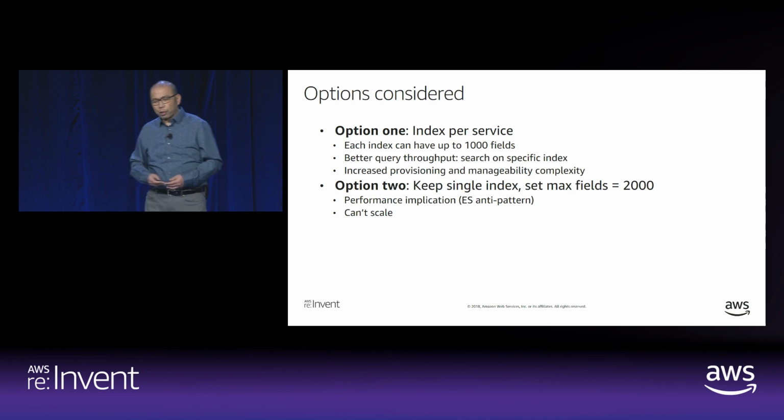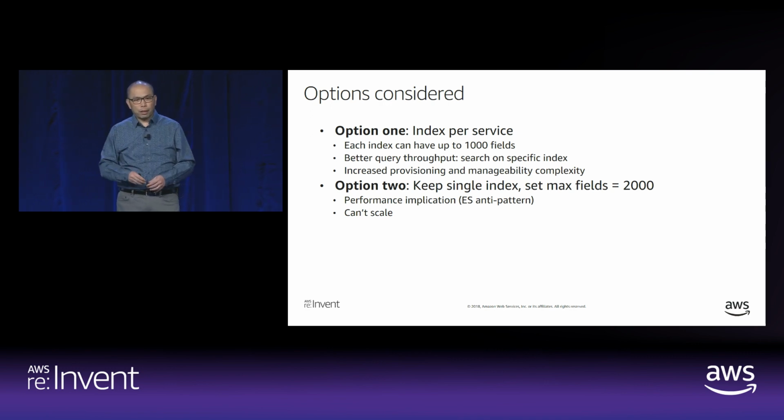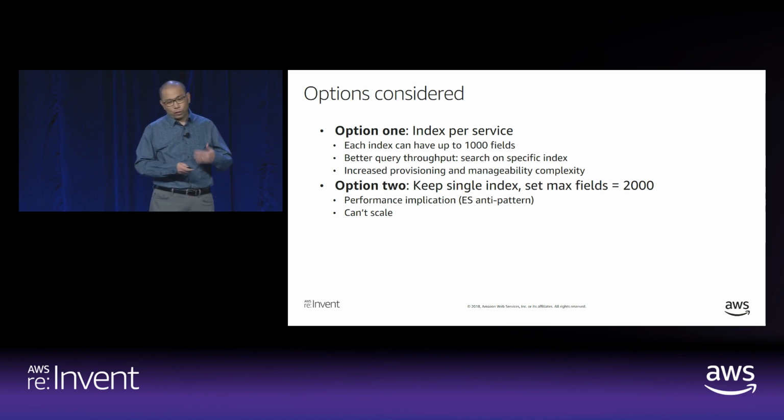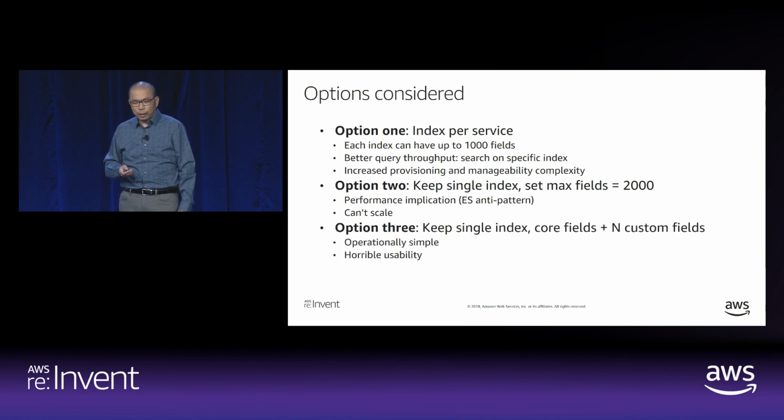Option two is to keep a single index, but to set the max field to a bigger value, like 2,000. But we know that this is an anti-pattern. It's going to impact performance. But what if we keep growing beyond 2,000? What are we going to do, right? So it doesn't work. It won't scale, and we can't do it like that.